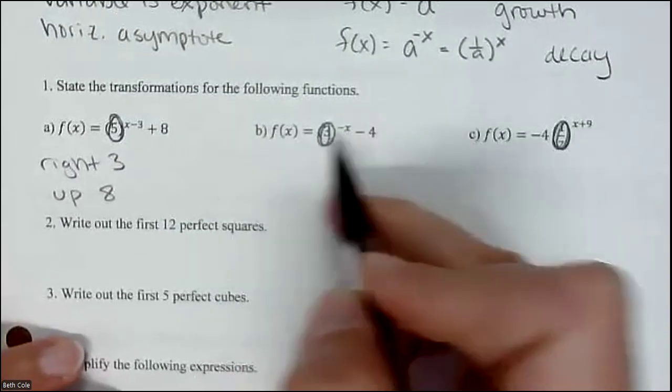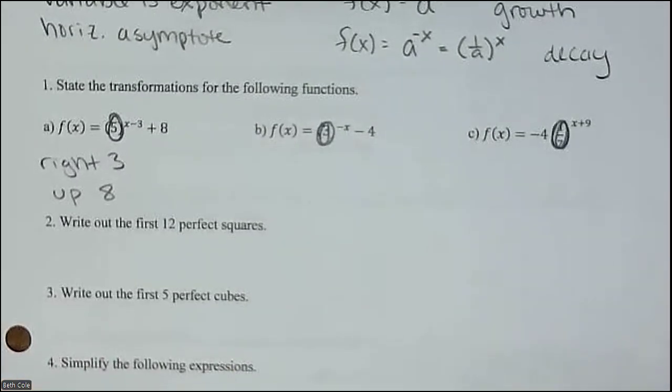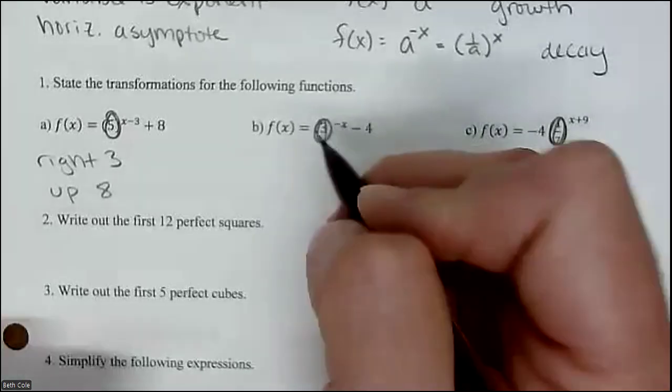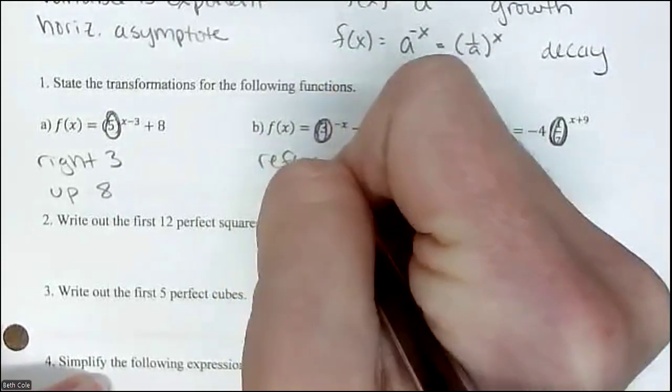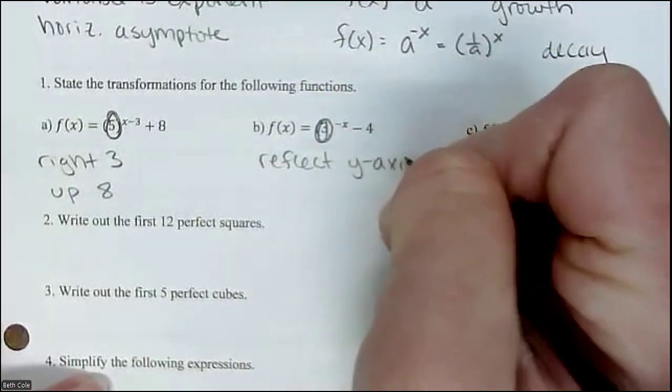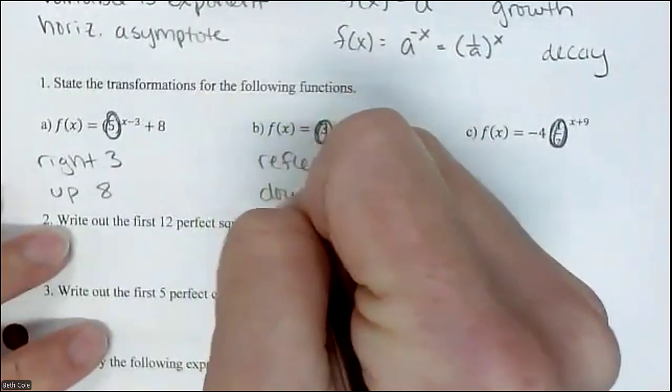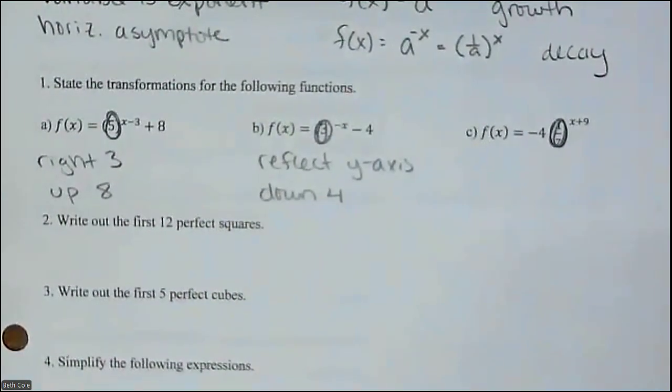All right, there's 2 transformations for letter B as well. What's one of them? Good. The negative is inside, so reflect y-axis. If the negative is out front, it's reflect x-axis. Very nice, whoever said that back there. That's one of the most commonly missed things, and I totally get it because one is one way and one is the other way. It's hard to remember, but good, y-axis. And then the -4 is down 4.